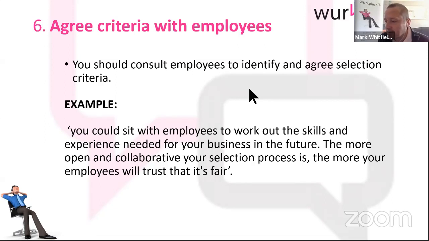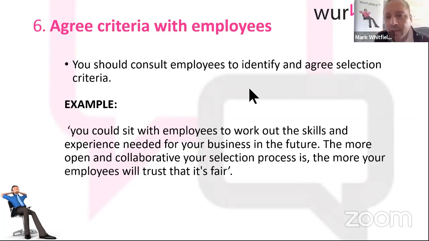Let's move on to step 6 now, which is agree criteria with employees. You should agree criteria with your employees. It would be positive if companies could consult employees to identify and agree a selection criteria. An example of this is if you could sit down with employees and work out the skills and experience needed for the business in the future, because you've got to think of the future now, not just the present. The more open and collaborative the selection process is, the more your employees will trust that it's fair and they'll feel involved. I might be able to give some feedback.